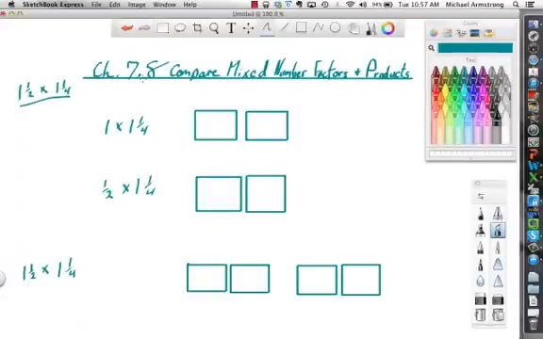Okay, here we are at chapter 7.8, and we're going to compare mixed numbers and their factors and products. Okay, so that's a little confusing. It sounds like a lot of mumbo jumbo, but I'll be able to help you understand it. We'll just kind of work through this together.